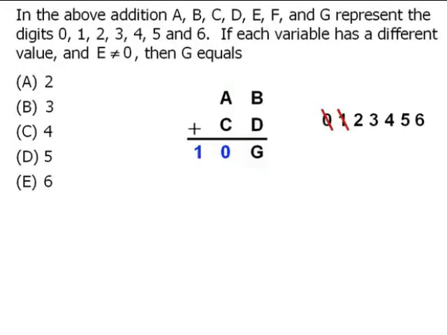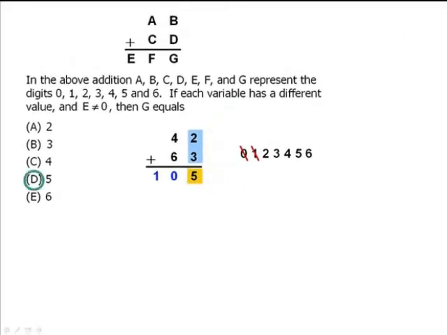So let's check out our second case, b and d equaling 2 and 3. If this were the case, then g equals 5, and a and c will equal 4 and 6. Notice here that our sum is 105, so these must be the correct answers. So g, in fact, in this case, equals 5, so our answer is D.